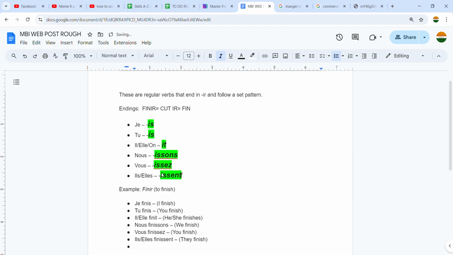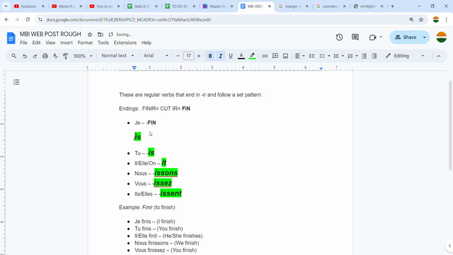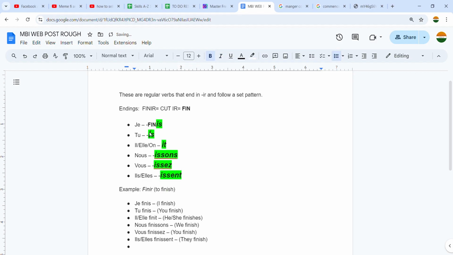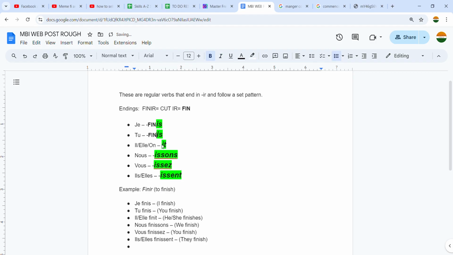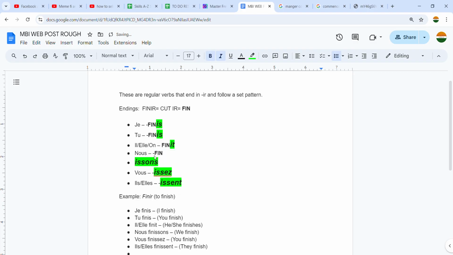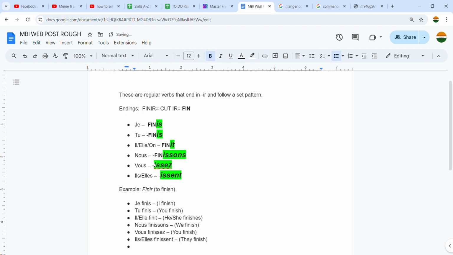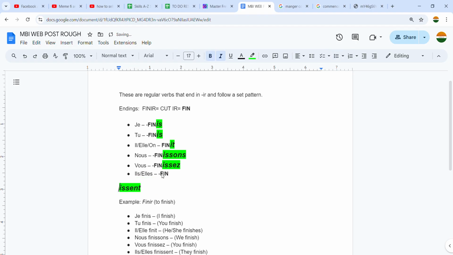Now let me show you how we actually put the verb. So for example, you cut the IR of the verb here. Now as per the ending, we will put it with the subject pronoun, right? So you can see je finis, and again here tu finis, il finit. Then the fourth one is here nous finissons. Always remember, double s will give one s pronunciation in French language in most of the cases, right? Then here vous finissez, and the last one here elles finissent.